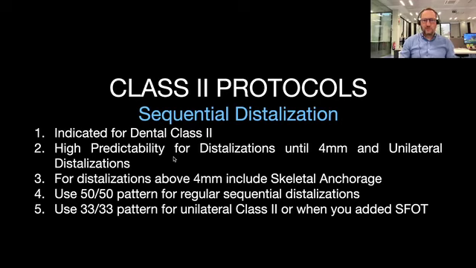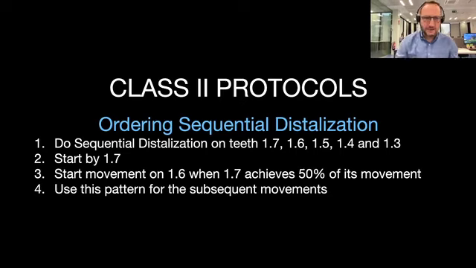I like to use, for regular cases when we have bilateral distalizations for class 2 on the right and left side, the 50% protocol, the 50% pattern of movement, and the 33% for unilateral class 2, or when you are adding some SFOT technique like corticotomy, micro-osteoperforations and vibration can help, but mostly for cases that have these kinds of surgical facilitators.